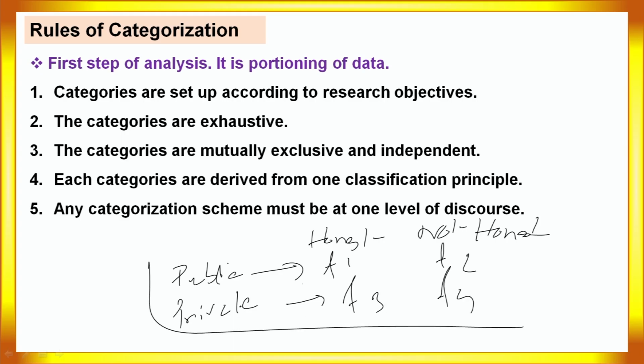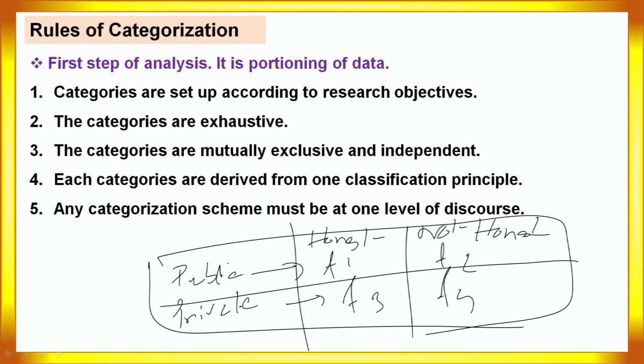So, this will be your categorization, or the table, in the simplest form. That is the first principle. What is the second principle telling?